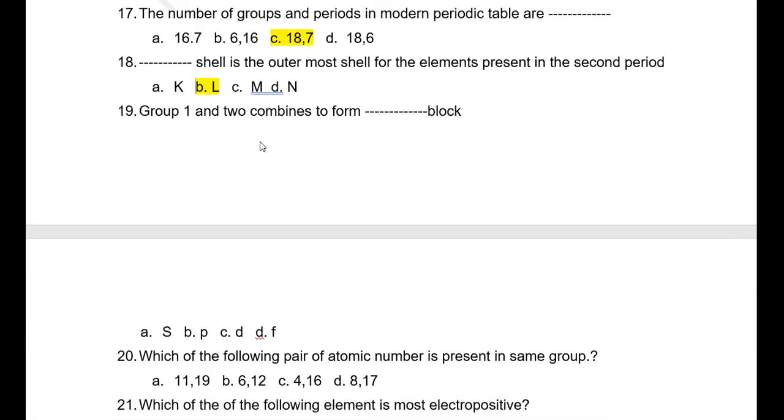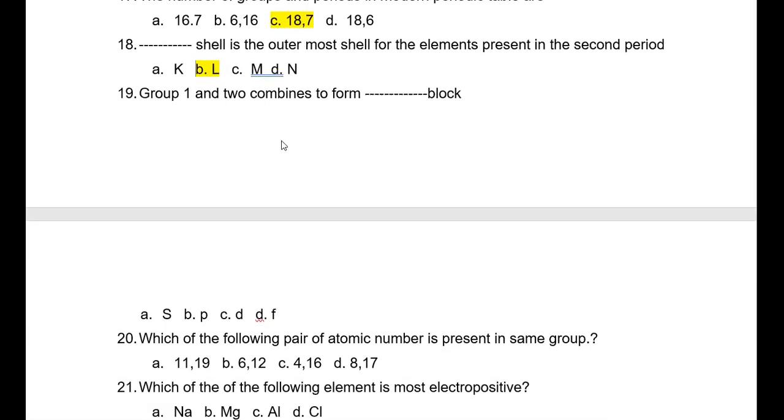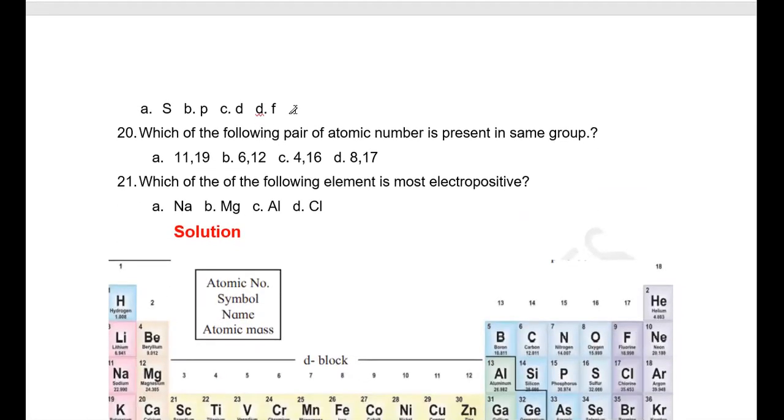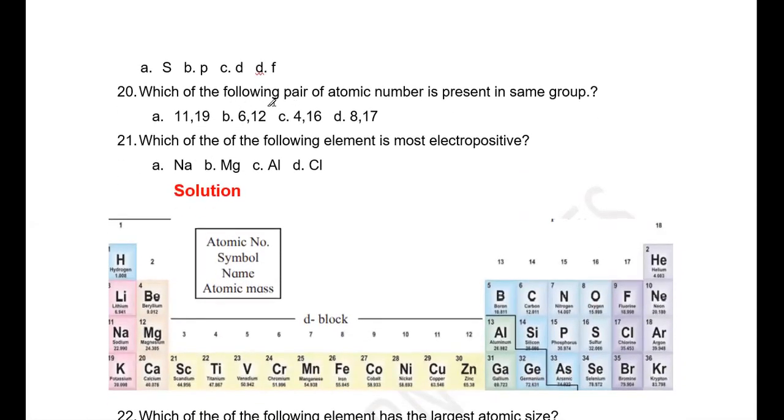Next, group 1 and 2 combine to form dash block elements. We know group 1 and 2 combine to form S block elements. S, P, D, F. Option A, S is the correct option.